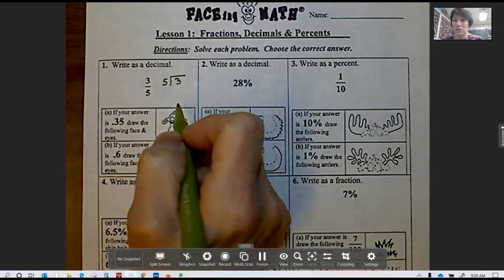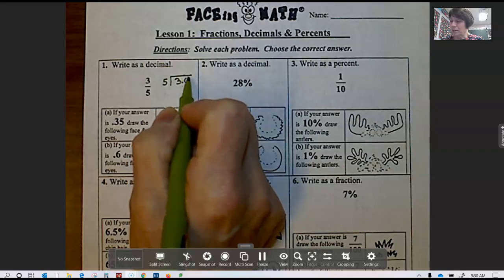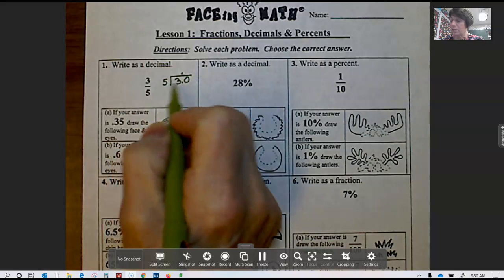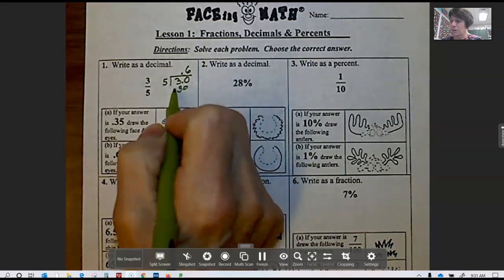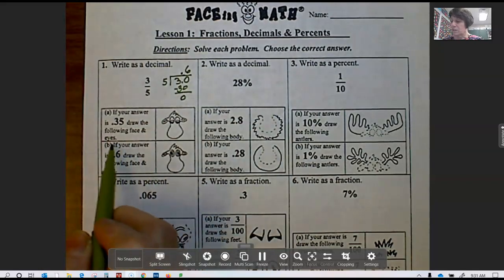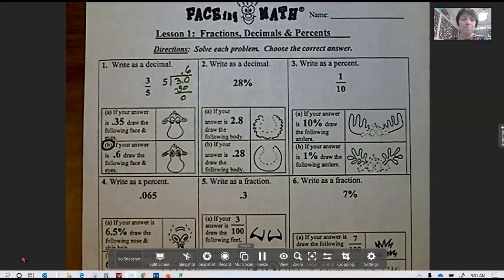We said it was okay to use a calculator for this, but I'll go ahead and show you how we would do this by hand. So I can't divide 5 into 3, so add a decimal point and a 0, and then 5 divides into 30 6 times. 6 times 5 is 30. When we subtract, we get 0. So our answer here should be 0.6. And so we want to go down and circle B here.